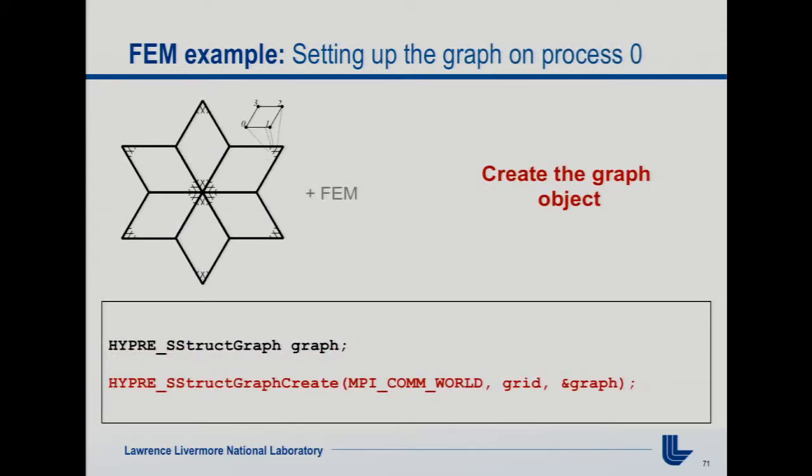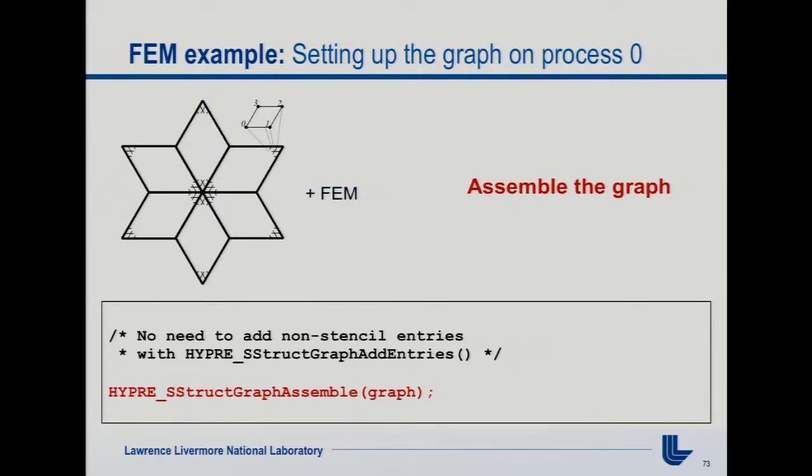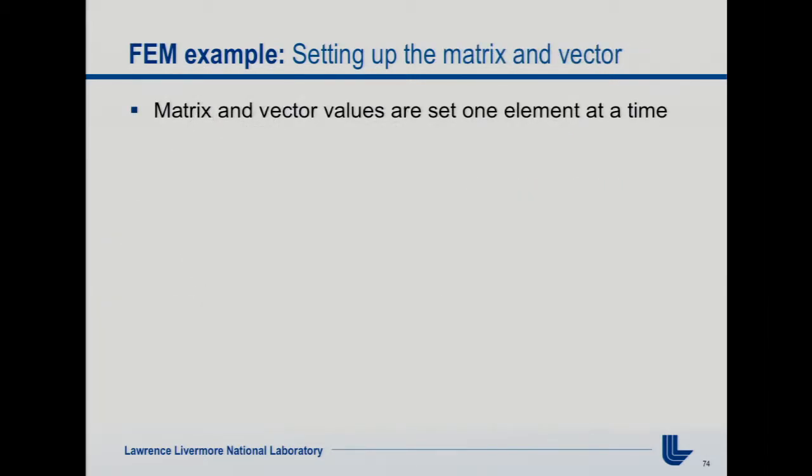The graph object is like before. And the only extra thing you need to do is call this set FEM call, and that just tells HYPRE I'm not going to be passing in stencil quantities. I'll be passing in stiffness matrices. And you assemble, and you've got the graph.